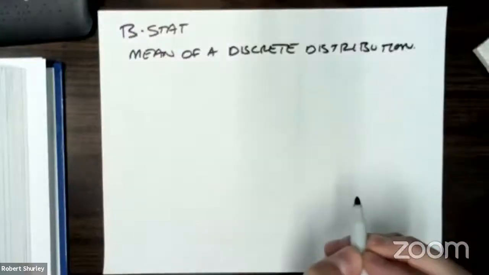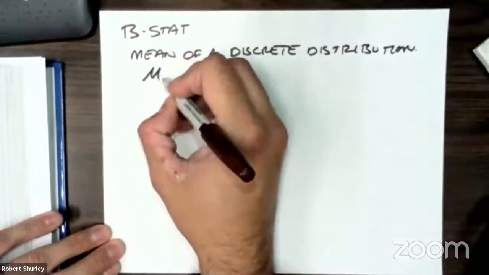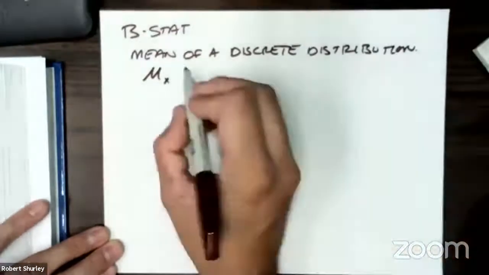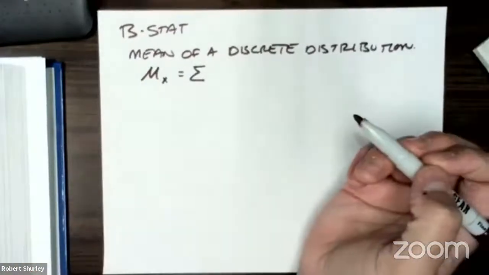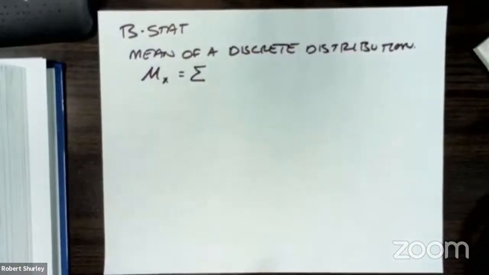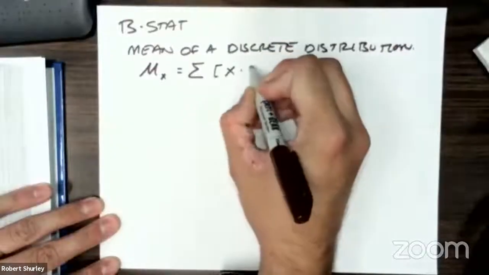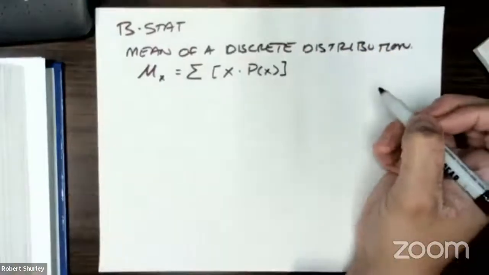The mean of a discrete distribution typically looks like this. It looks like the mu sub x, and it's just the sum. Remember, we talked about sigma being just the sum, right? It's the sum of the x values times the probability of that x value occurring, okay?